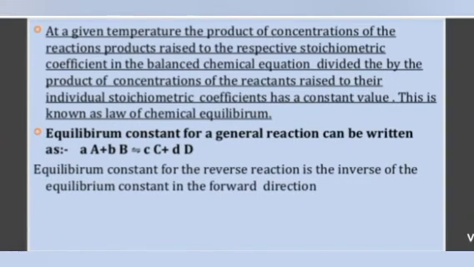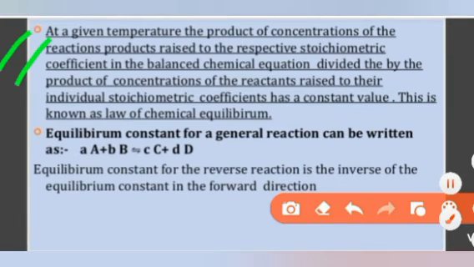So this is at a given temperature, the product of concentrations of the reaction. This is the definition of the law of chemical equilibrium, so note it down. At a given temperature, the product of concentrations of the reaction products raised to their respective stoichiometric coefficients in the balanced chemical equation, divided by the product of concentrations of the reactants raised to their individual stoichiometric coefficients, gives a constant value. This is known as the law of chemical equilibrium.